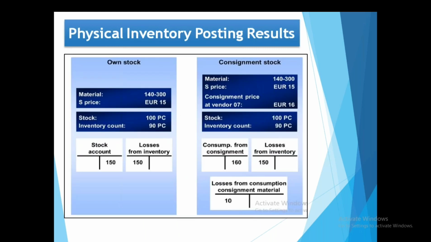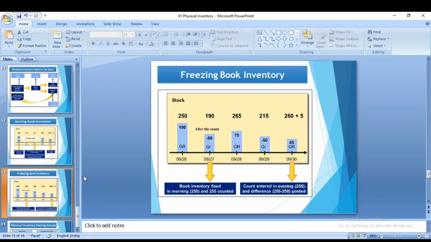So now the next one. When you do the physical inventory posting results, the losses in the inventory will get added to the losses inventory account. That's what will happen. The stock accounts will get updated, and the corresponding stock loss account will get updated in the finance. That is from the finance side. Okay. So now we will see physical inventory with batch input session.